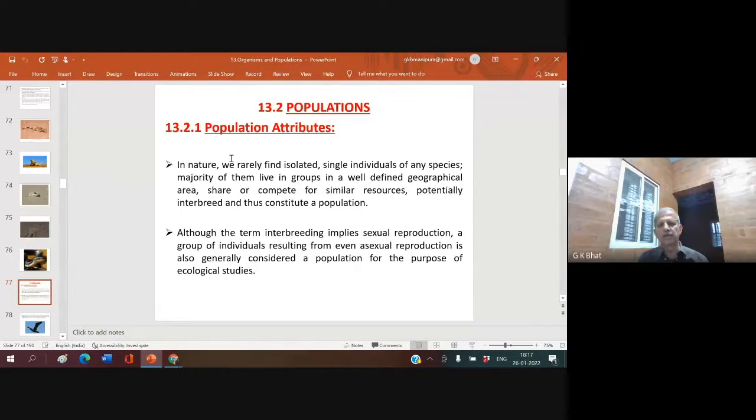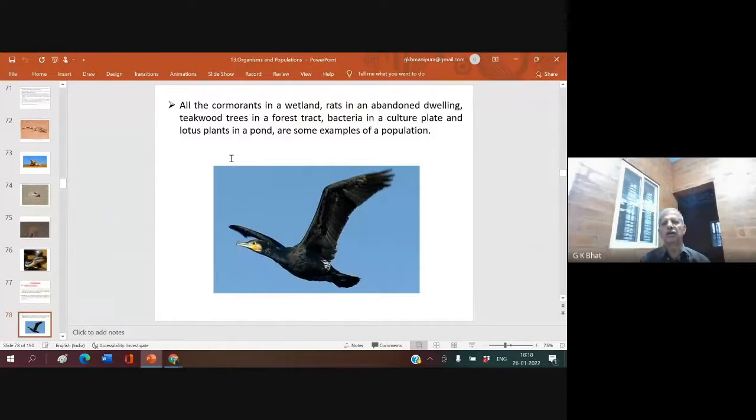Although the term interbreeding implies sexual reproduction, a group of individuals resulting from even asexual reproduction also constitutes a population. It is not that a population means it should breed only by sexual reproduction. Even if you have one banana plant, after about 5 years you see a good number of banana plants grow there, not by sexual reproduction, but by asexual reproduction. All the cormorants in a wetland, rats in an abandoned dwelling, teakwood trees in a forested tract, bacteria in a culture plate, and a lotus plant in a pond are some examples of a population.